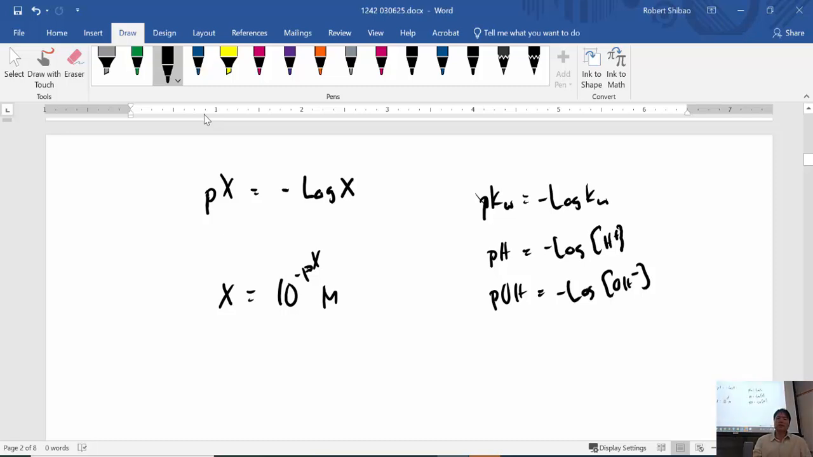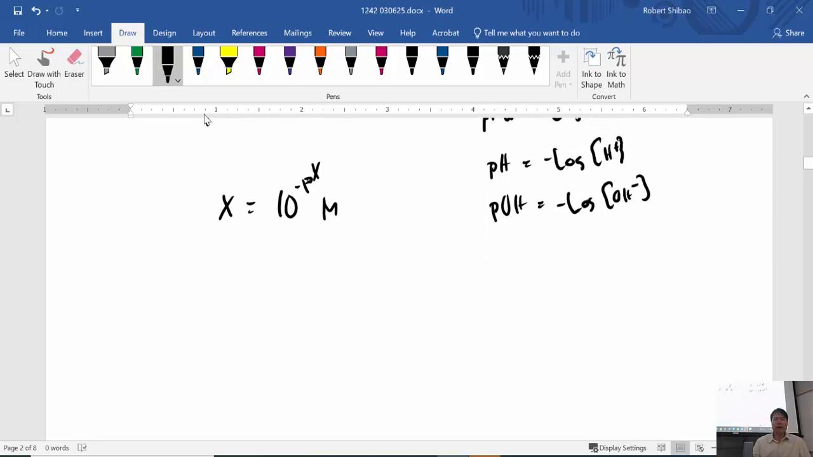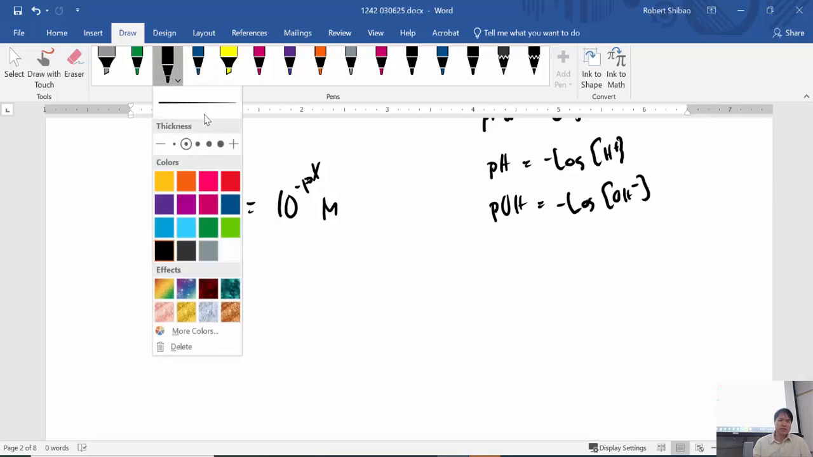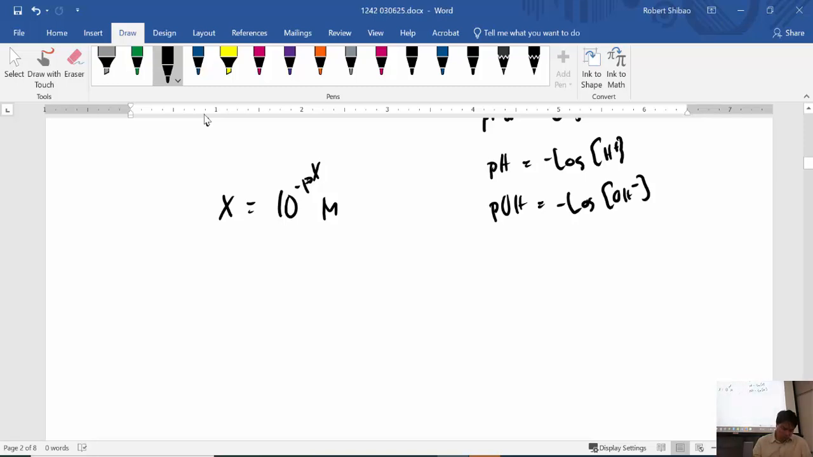And power functions are quite useful. So let's give a relationship of one power function here that's quite useful. This relationship is easy to derive, but it's also easy to remember. So let's go ahead and use this here. And that is Kw.